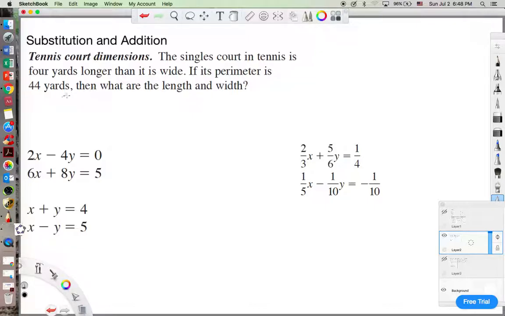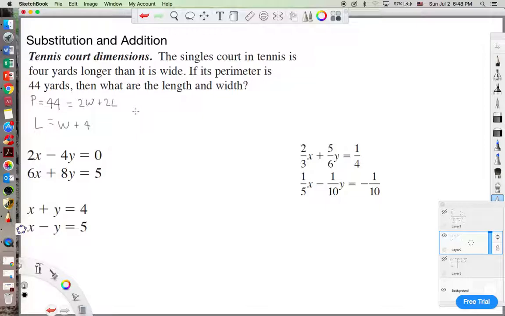It's 4 yards longer than it is wide, and so we have a perimeter and an area. If P equals 44 yards, and for a rectangle, this is going to be equal to 2W plus 2L. And so we have 4 yards longer than it is wide. So L equals W plus 4. Alright, so let's use substitution first.